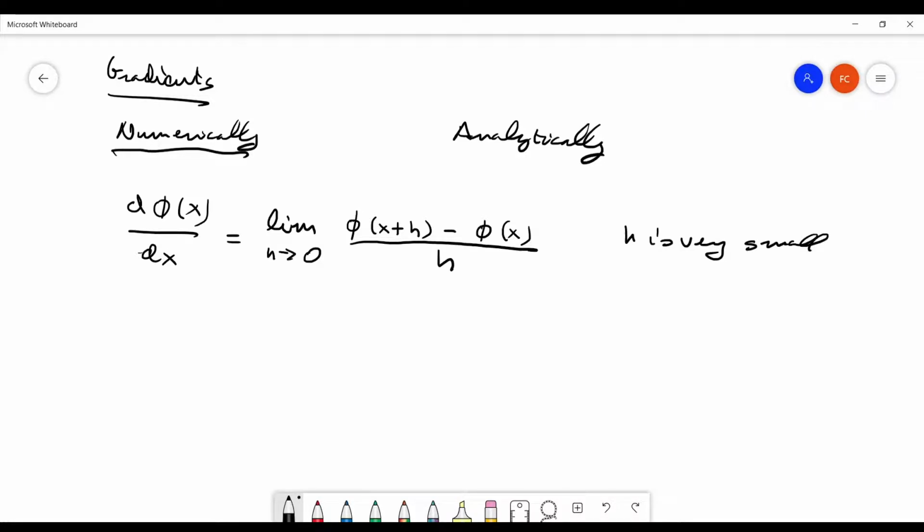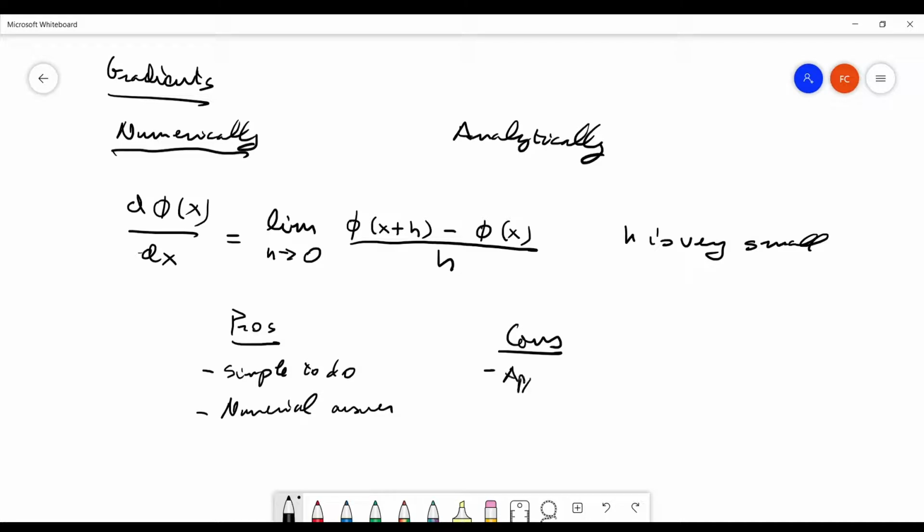Now, the pros of this are that it's simple to do, and it's an easy numerical answer. The cons are, one, it's an approximation, and two, it's computationally expensive.